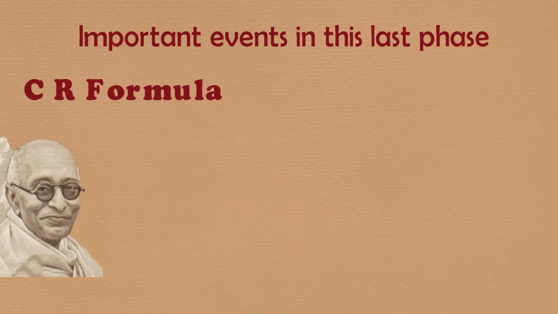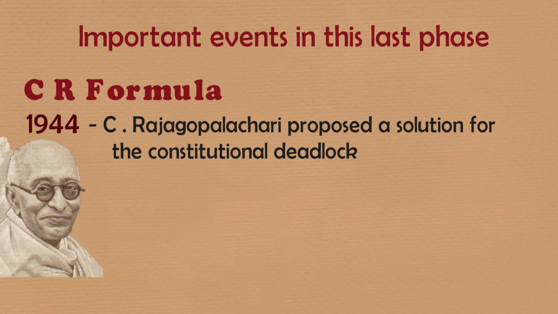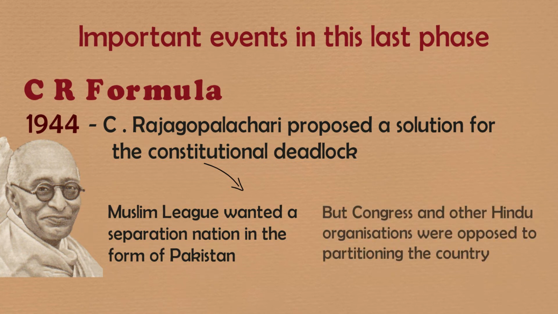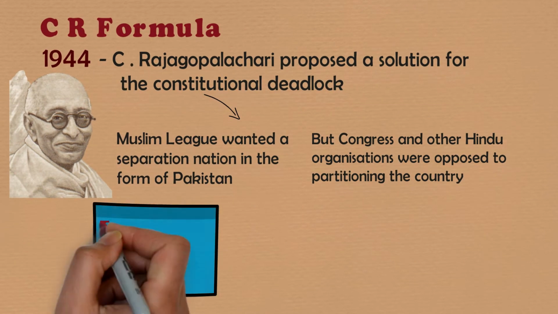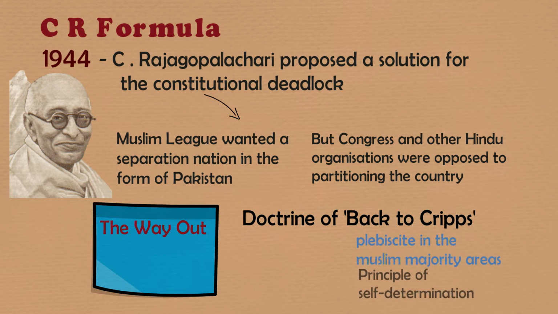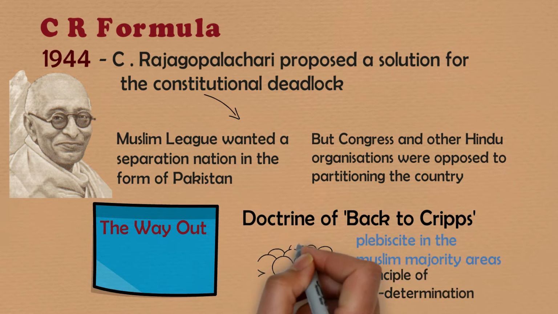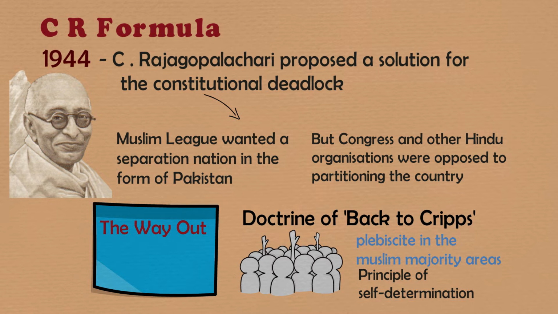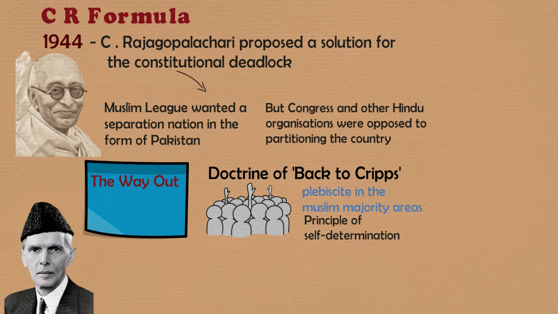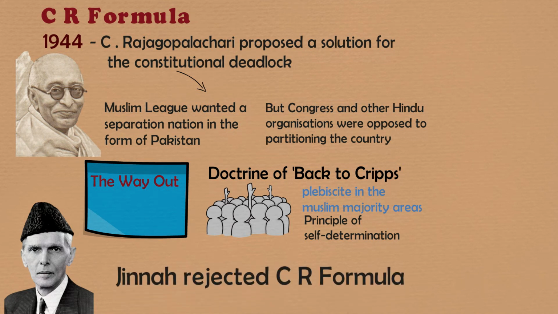First, the CR formula. In 1944, Sri Rajagopalachari proposed a solution for the constitutional deadlock. The Muslim League wanted a separate nation in the form of Pakistan, but Congress and other Hindu organizations were opposed to partitioning the country. So in a pamphlet entitled The Way Out, he put forth a doctrine called Back to Cripps. In this, Sri Rajagopalachari suggested holding a plebiscite in the Muslim majority areas so that the people in those areas could decide what they wanted. But Jinnah was afraid that this would result in a smaller area for Pakistan, so he rejected this proposal.